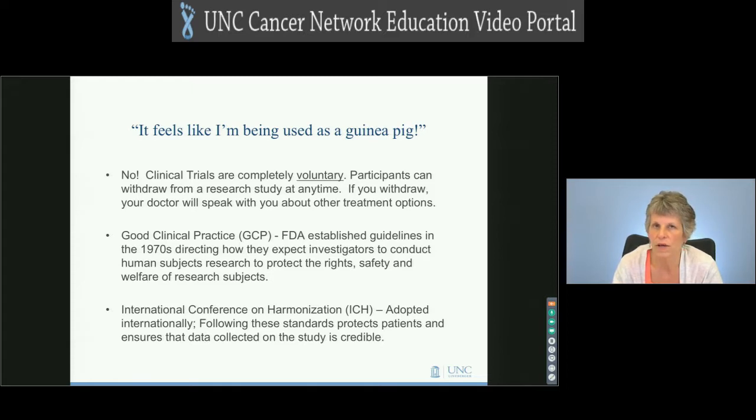We also practice under what we call GCP, Good Clinical Practice, and there are some FDA-established guidelines that require that we do things a certain way to protect our patients, so that the patients have rights, and we're going to make sure that we do no harm to them. And then for international studies, we've also got the International Conference on Harmonization. So we have some internationally accepted standards that assure patients that their rights are going to be protected, and that the data we're looking to collect is good quality data that can be reproducible and benefit them.